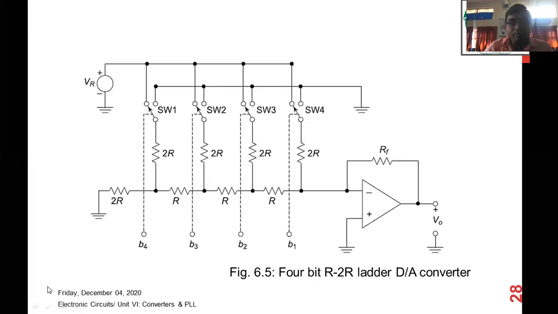Please note down this diagram. Here you can also see, like the previous diagram, the resistors and switches. The bits are switches here in between VR and ground, so depending upon the bit position, it is binary 1 or 0. Switches 1 to 4 switch between VR and the ground signal.